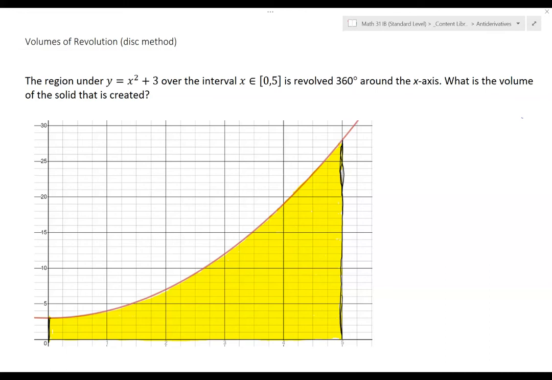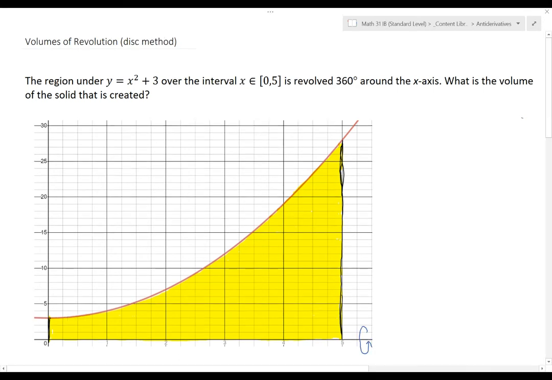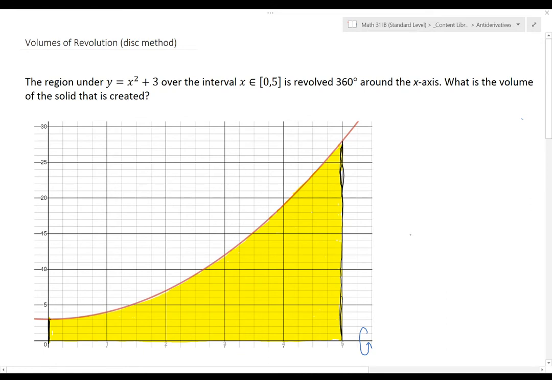So in this lesson, we're going to look at how we can extend the use of integration from just finding areas into finding volumes. So let's start with an area. The area in yellow here is under the curve y equals x squared plus 3 for x values between 0 and 5. But if we take this area and we rotate it or revolve it 360 degrees around the x-axis, it's going to create a solid shape.